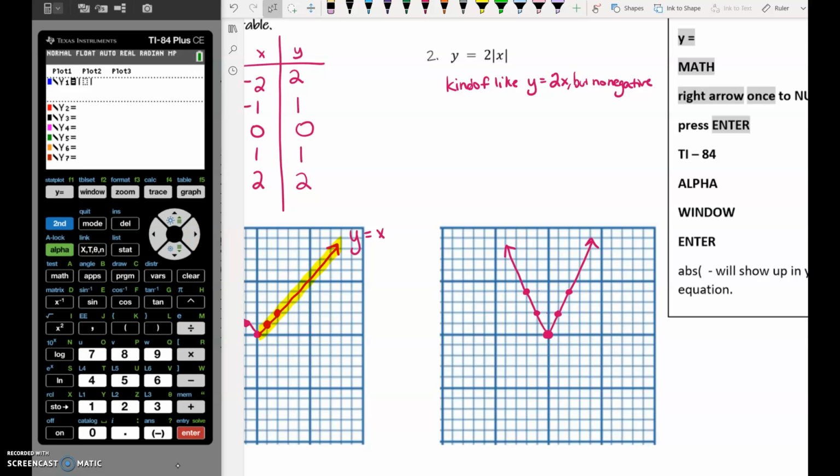And on newer calculators, it will pop up absolute value bars exactly the way that they need to be, and you just have to fill it in. So if I want the absolute value of x, and then I graph it, there's the first one that we graphed. That's the line, basically y equals x. I can go back in here, and in front of that bar, I can stick 2 times the absolute value of x. And there's the one that we just graphed, y equals 2 times the absolute value of x.